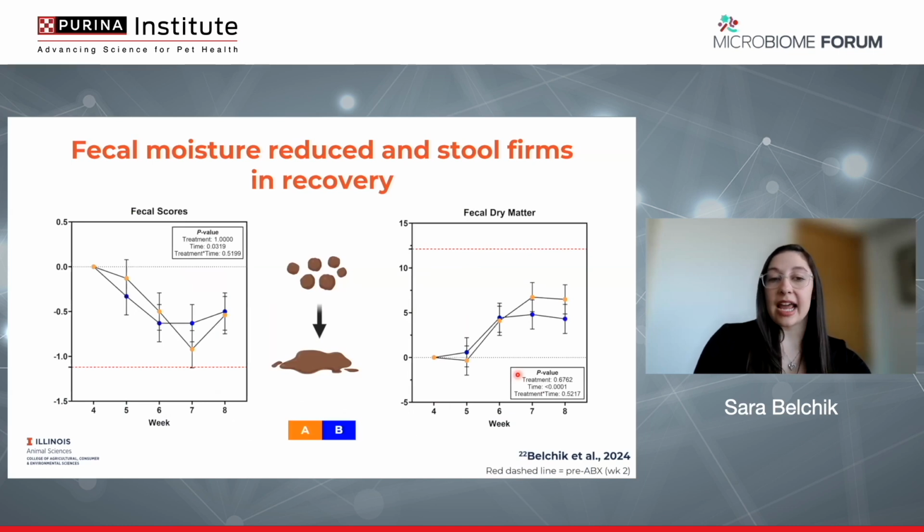Now to switch gears and discuss what happened during recovery, again, same thing as I presented before with this red dashed line showing where it was prior to antibiotics. We did see an overall decrease in fecal scores, so a firming up of the stool after 4 weeks. However, fecal scores did not necessarily recover to what they originally were, but it did show signs of firming. Again, a similar pattern was observed with our fecal dry matter percentages. Looking at this figure, it does demonstrate an increase, or possible moisture retention within the host, so less moisture being excreted, but again, never fully achieving that pre-antibiotic condition.